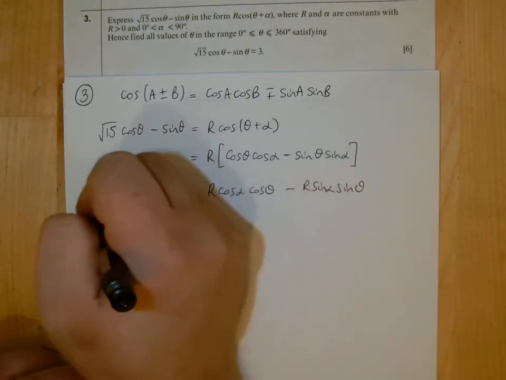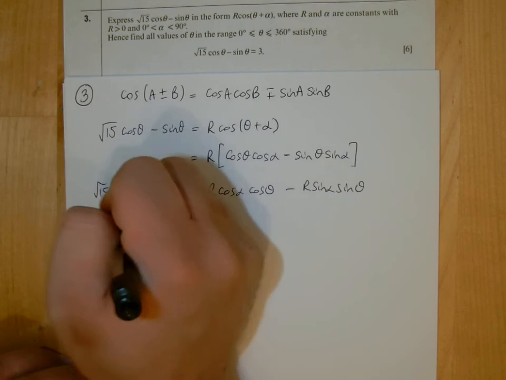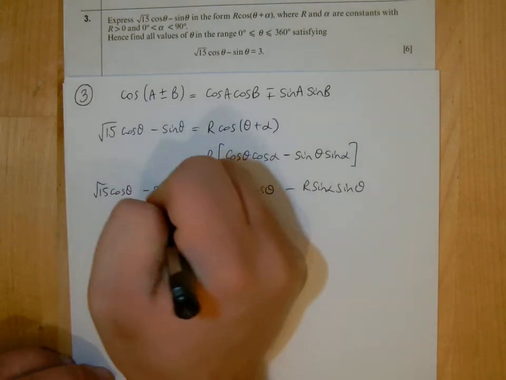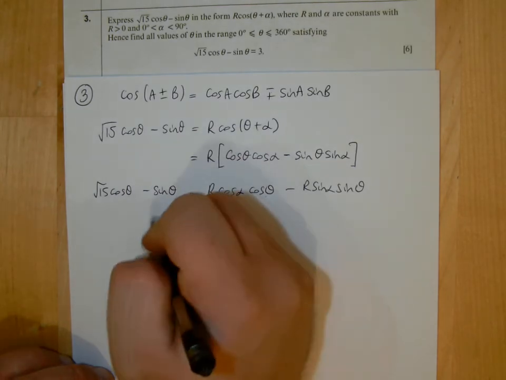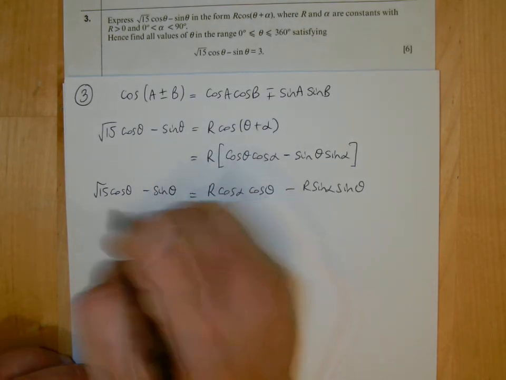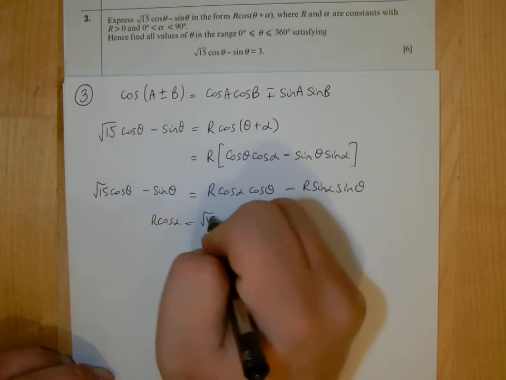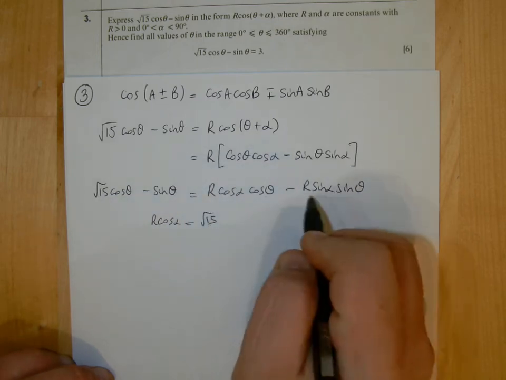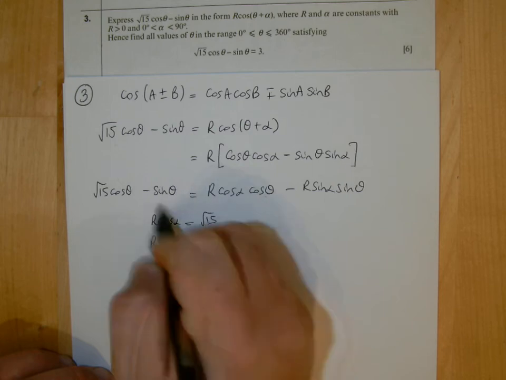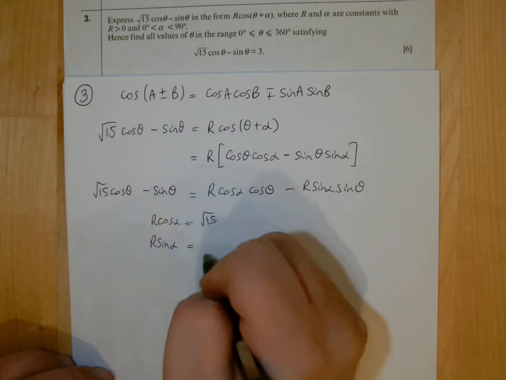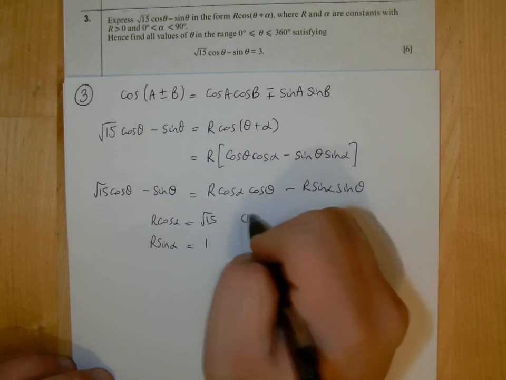Okay, so then we equate both sides. You can see that in front of the cos theta here is r cos alpha, which will equal root 15, and in front of the sine theta here is r sine alpha, and in front of the sine theta there is just 1. Okay, so we've got equation 1, equation 2.